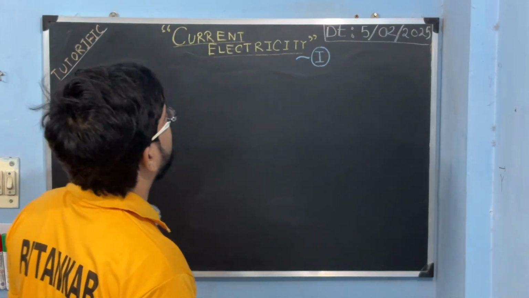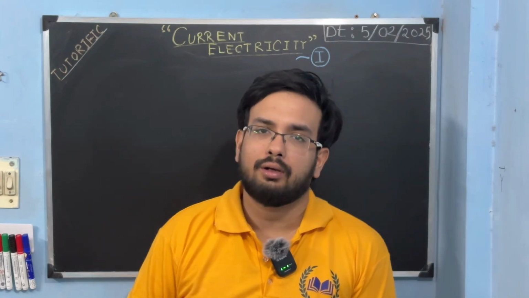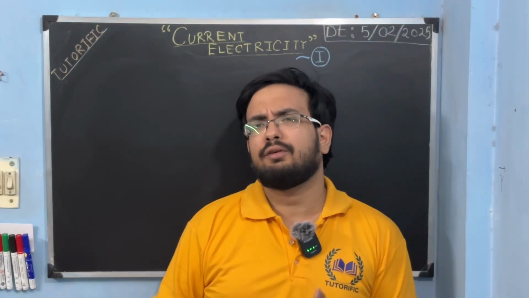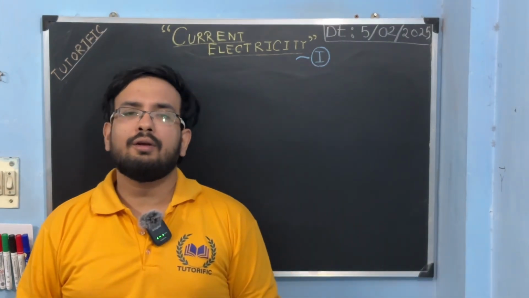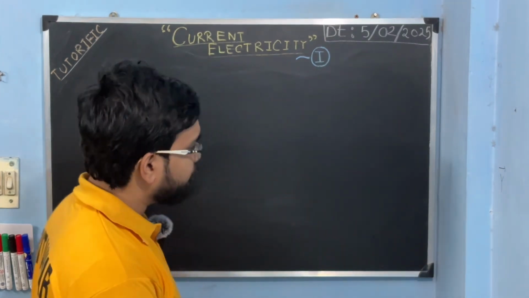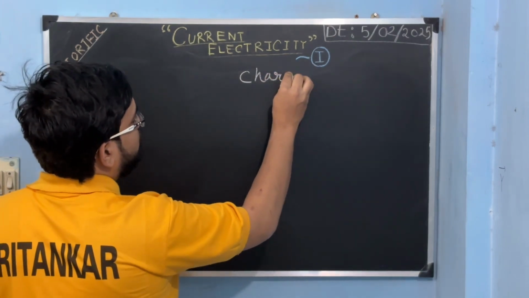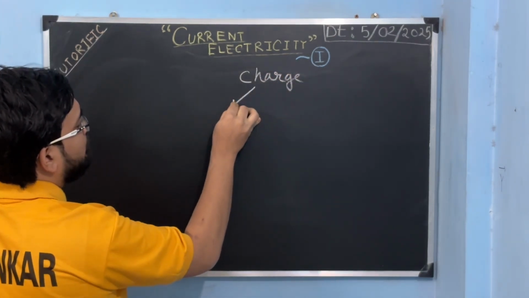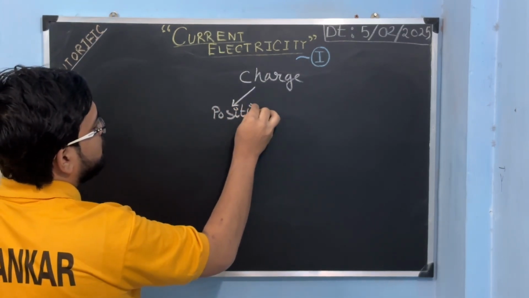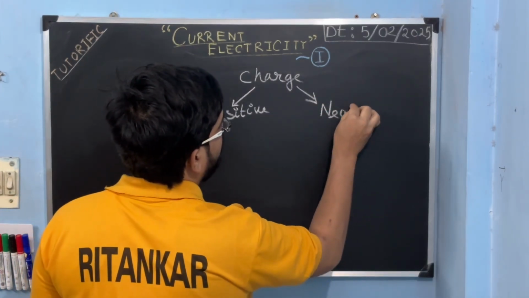Today our topic of discussion will be current electricity. Now, what is current? Current, as we know, refers to a flow of something. And electricity, we know, is concerned with charge. Now, when I mention the term charge, we come up with two terms, a positive charge and a negative charge, correct?